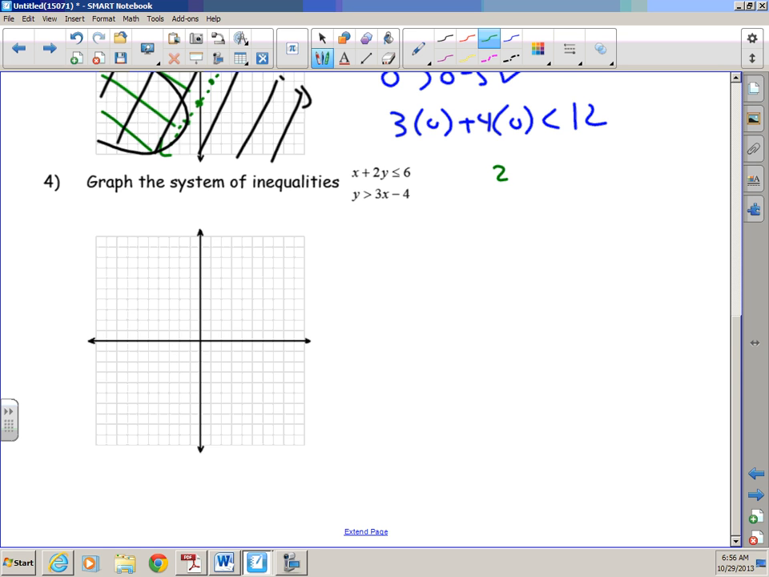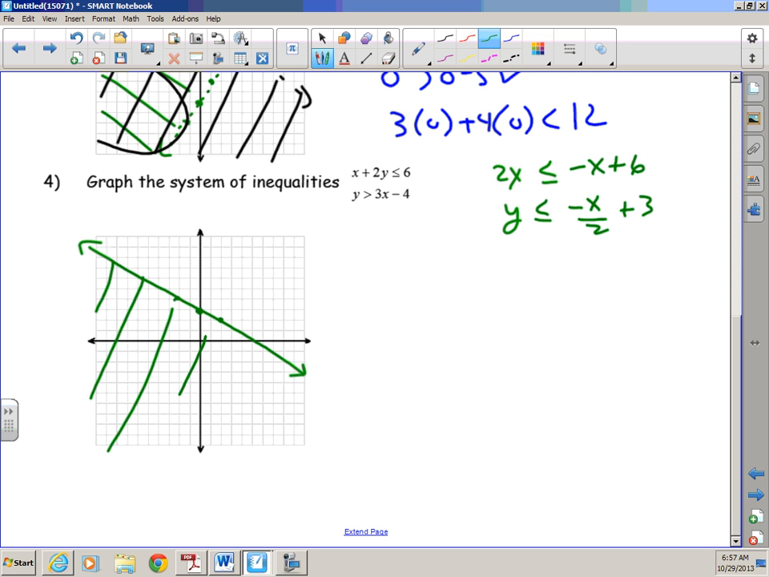And then the final one, I'm going to true this up. 2y is less than or equal to negative x plus 6. Y is less than or equal to negative x divided by 2 plus 3. So I graph 3, which is my y-intercept. Negative 1/2 is my slope. Up 1 to the left 2, or down 1 to the right 2. Since it's less than or equal to, it's a solid line, and I'm shading below.